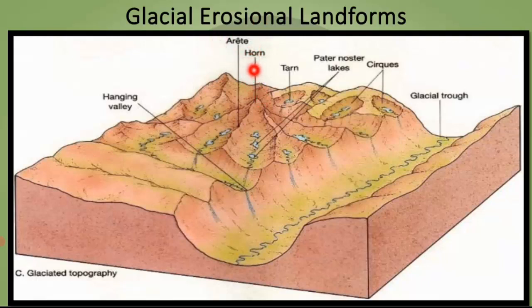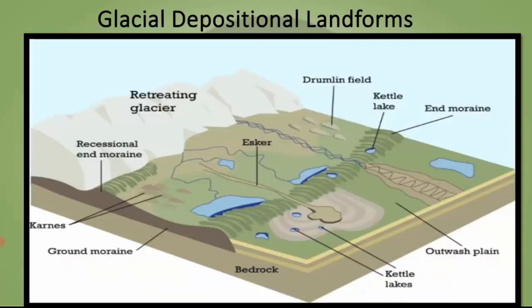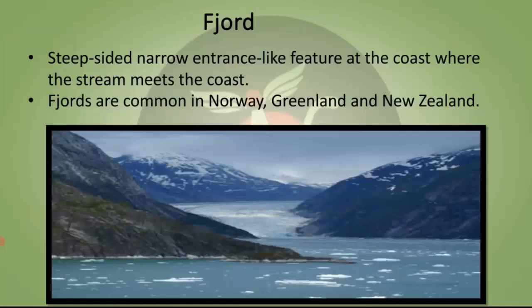Then what is a horn? It is a ridge that acquires a horn shape when the glacial activity cuts it from more than two sides. See, 1, 2, 3 and पीछे से भी कटा होगा. So this is what a horn is. Then we will look at what is a fjord. It is a steep-sided, narrow, entrance-like feature at the coast where the stream meets the coast. Fjords are common in Norway, Greenland and New Zealand. जहां पे कोस्ट से सीधा स्ट्रीम ग्लेशियल मीट करती है. This is what a fjord is.